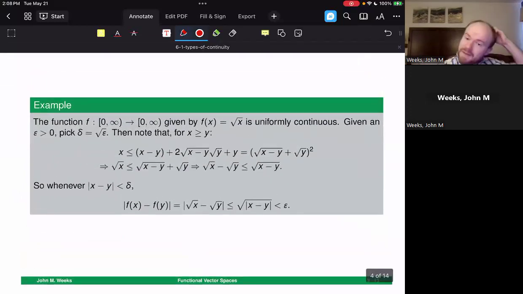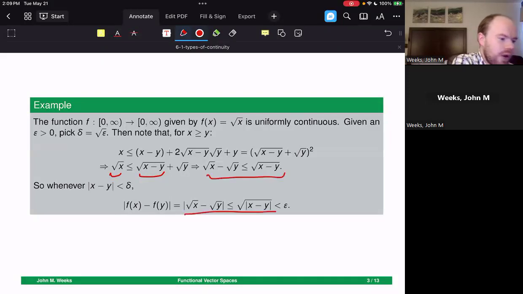The function f of x equals square root of x is uniformly continuous. Given an epsilon greater than 0, pick delta equal to the square root of epsilon. Then note that for any values x greater than or equal to y, and I've gone through and done a little bit of a notion here about why it is true that the square root of x is less than or equal to the square root of x minus y whenever x is the bigger number. Essentially what that gives me is an inequality in terms of the differences between their y values, and that's what goes on in this scenario.